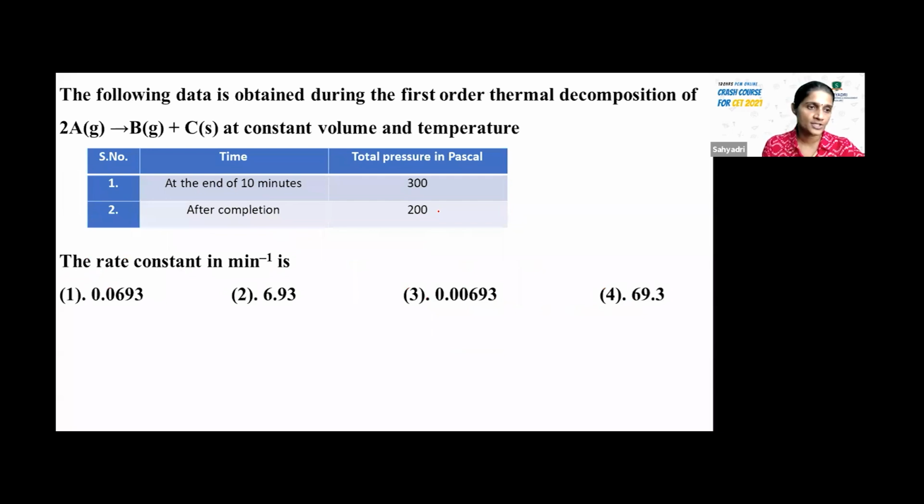This is based on the pressure, which you may not be thorough with, I don't know. Let me explain this, or you want to try this once? Do you want to try this question, or shall I explain?